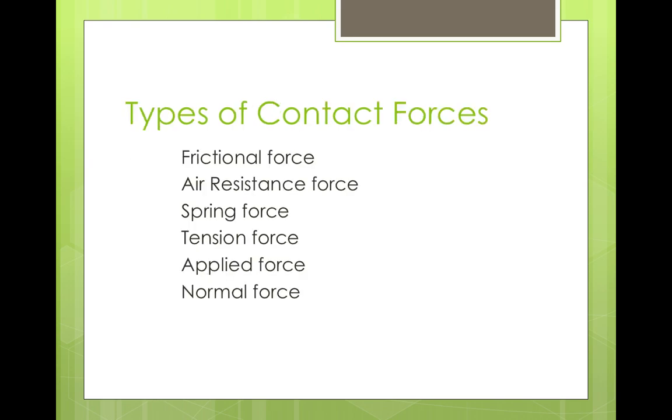Now, the different types of contact forces, we have frictional force, which is when two things rub together. Say you're moving a chair across the floor, or you're ice skating or anything like that. Air resistance, you normally see that with wind, or also if airplanes fly, you have air resistance pushing against the motion of the airplane. You have spring force, tension, with two things pulling apart from each other, applied force, and normal force.